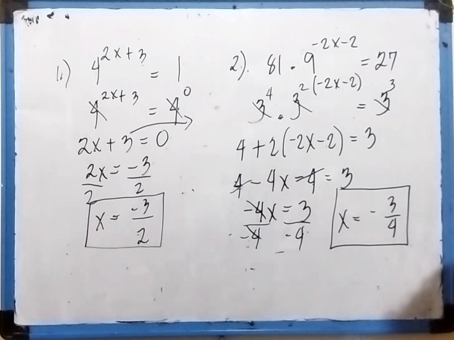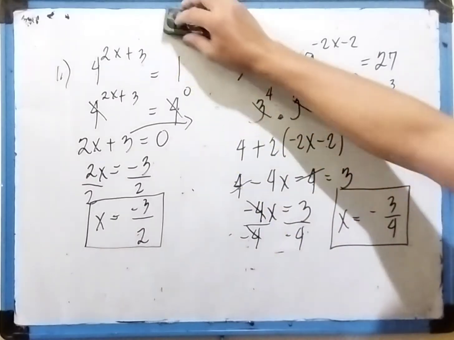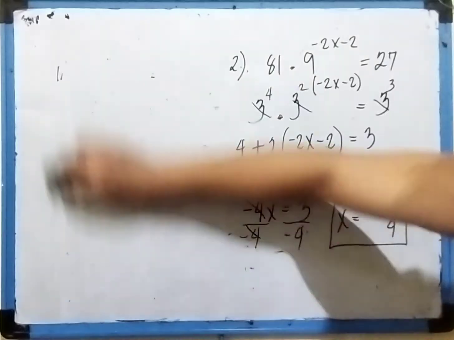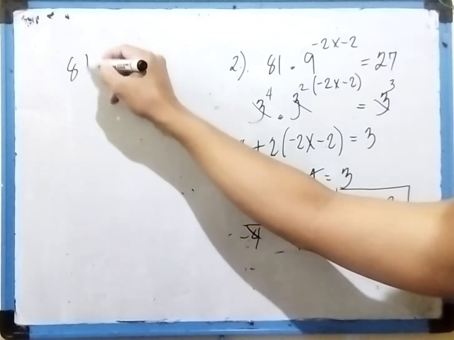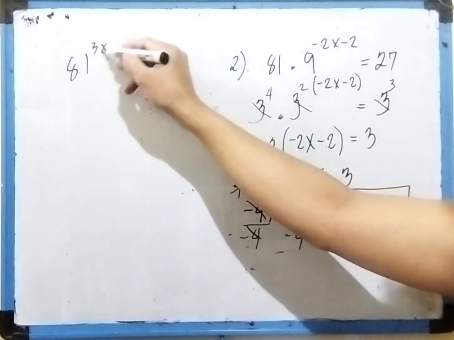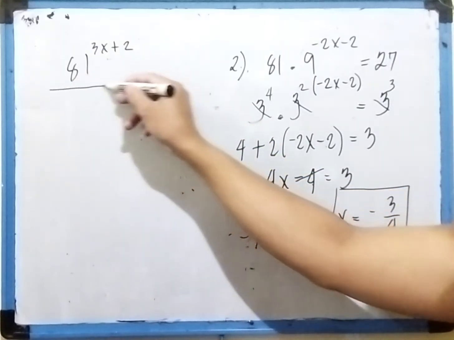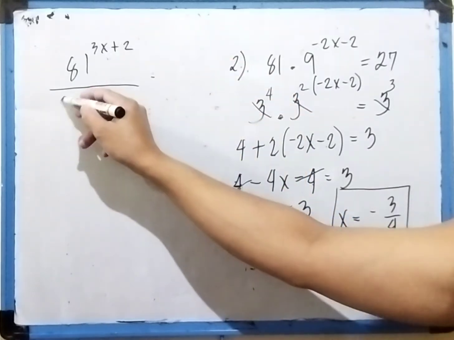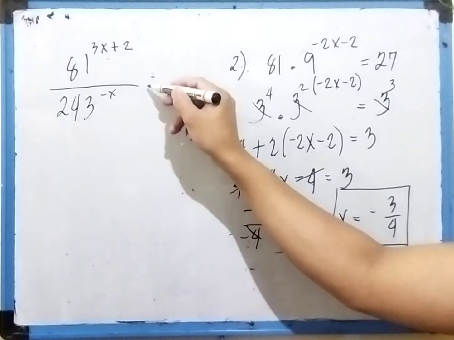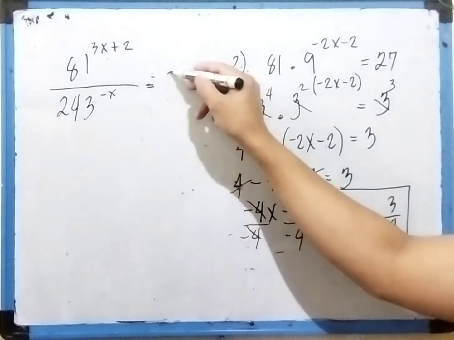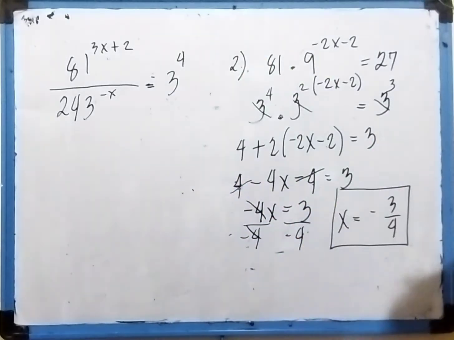Okay, now let's proceed with those examples that were presented a while ago. Isa-isahin lang natin yan. Now, the first one is you have 81 raised to (3x plus 2) all over 2. We have here 243 raised to negative x. That is equal to 3 raised to 4.